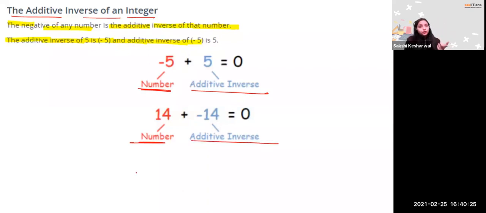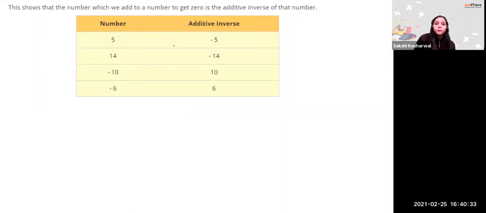So what is the additive inverse of 14? It's minus 14. What is the additive inverse of minus 14? It's 14, right? What is the additive inverse of 5? It's minus 5. Additive inverse of minus 10 is what, beta? 10. And the additive inverse of minus 6 is plus 6. So we use the additive inverse for the subtraction of numbers.